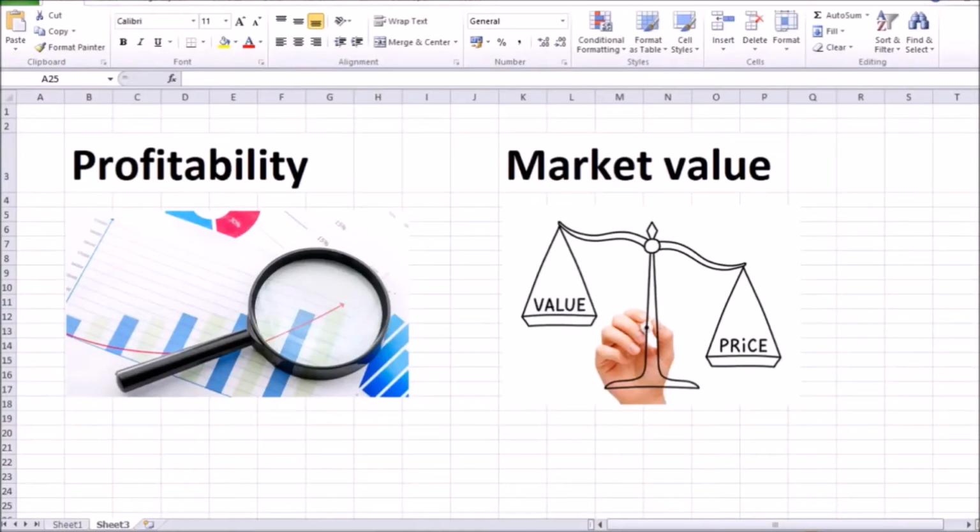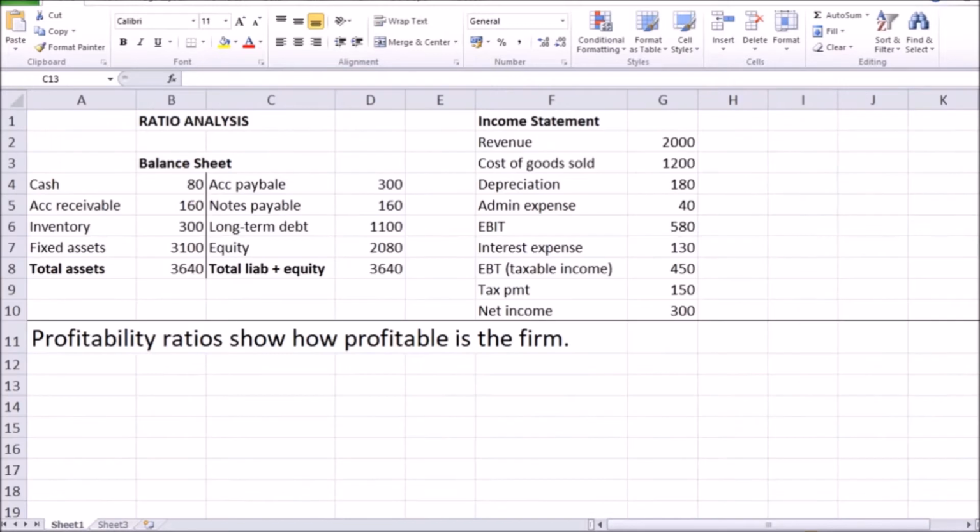In this video, we continue talking about ratios, and more specifically, we're going to talk about profitability and market value ratios. I would argue that these two categories are perhaps the most important for financial analysts and for investors. And for a discussion of other ratios, the liquidity, leverage, and asset management ratios, see the links down in the description. Let's start with profitability ratios.